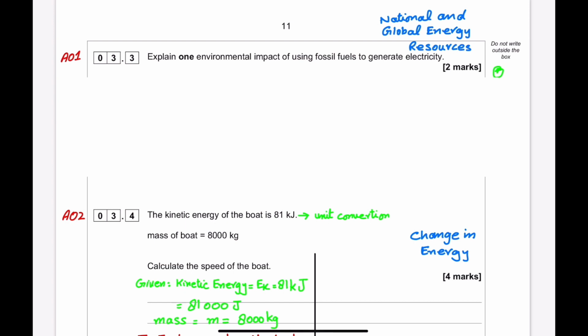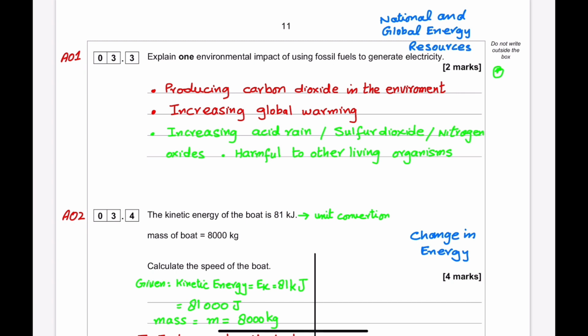Let's see the model answer. Using the fossil fuel produces carbon dioxide in the air. It increases global warming. The student can write this option in the answer, that burning the fossil fuel increases the acid rain through sulfur dioxide or nitrogen dioxide.